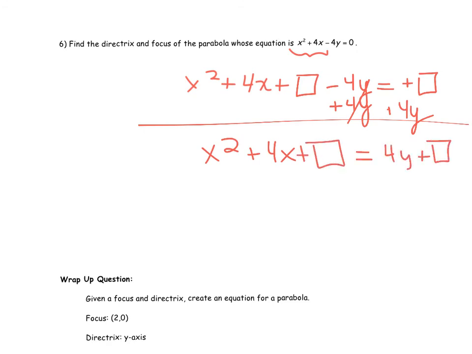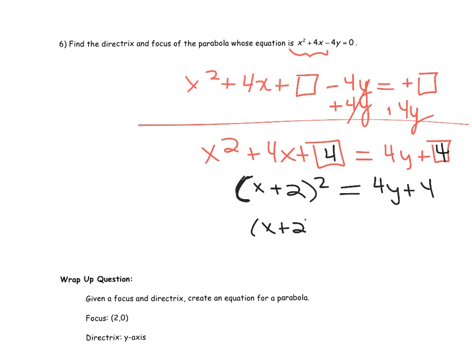Remember, we did this early in the year, completing the square. We have the b term, so plus 2, and then square it. So plus 4 and plus 4. I'll have that equals 4y plus 4. If I factor out on the right-hand side, I'll have (x plus 2) squared is equal to 4 times (y plus 1), which is in the correct form.